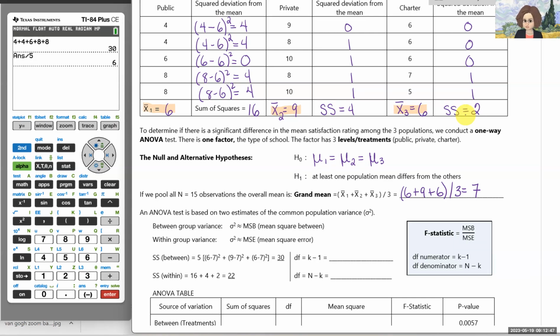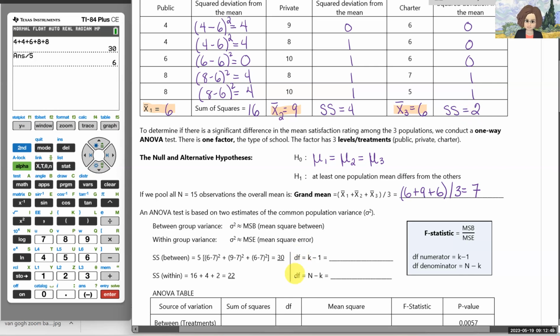So along with that, we're going to end up having associated degrees of freedom with each of those measurements. So in the case of the sum of the squares between, we'll be looking at a degrees of freedom equal to k minus 1. So k was the number of populations. So we had 3 populations in this case. So minus 1 is 2 degrees of freedom. For the sum of the squares within the data, the corresponding degrees of freedom is capital N, that was our grand total of 15 numbers, and we subtract the number of populations.